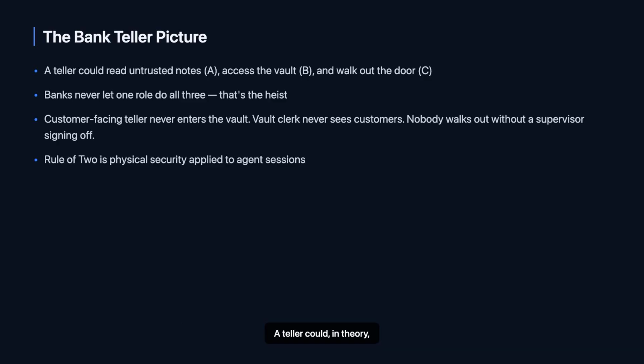If memorizing A, B, and C feels artificial, think about a bank teller. A teller could, in theory, read untrusted notes from customers, access the vault, and walk out the door with cash. That combination is the heist, so banks never let one role hold all 3. The customer-facing teller doesn't enter the vault, the vault clerk doesn't see customers, and nobody walks out without a supervisor signing off. The rule of 2 is exactly that. Physical security applied to your agent sessions. You're not memorizing a rule, you're recognizing a threat model you've trusted your whole life.